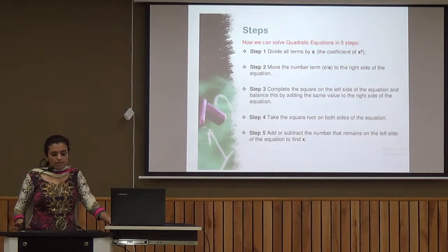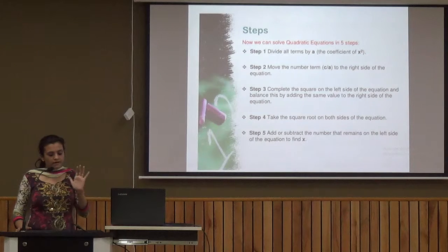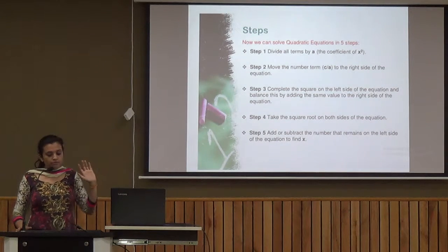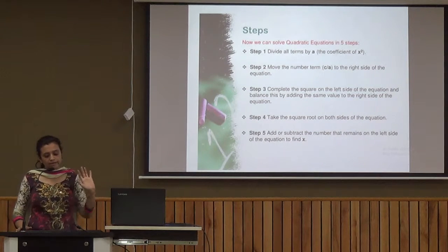Now look at the steps. Now we can solve quadratic equations in 5 simple steps. Step 1, divide all the terms by a, that is the coefficient of x square. We've done that. Then move the number term, that is the constant term c by a, to the right side.